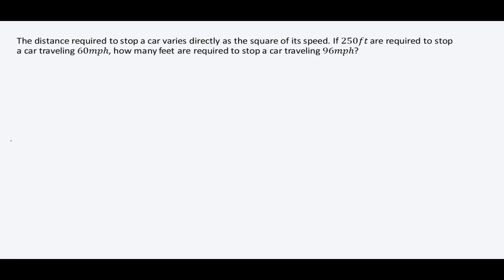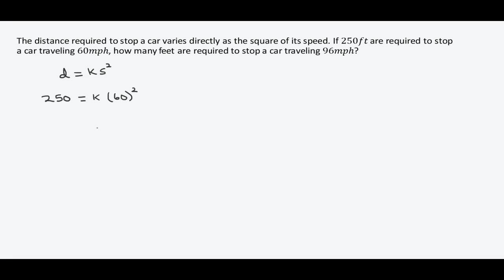Final example here. The distance required to stop a car varies directly as the square of its speed. I'm going to use s for speed. If 250 feet are required to stop a car traveling at a speed of 60 miles per hour, okay, so we have k, and then we have 60 squared.